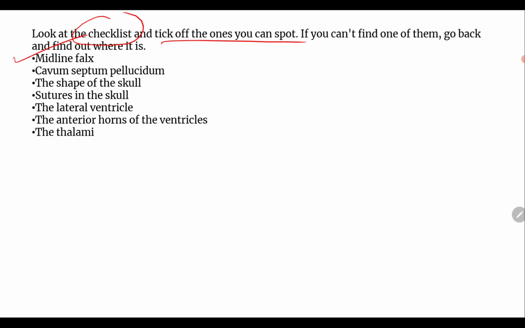The first is the midline falx, cavum septum pellucidum. The shape of the skull has to be measured. The sutures of the skull have to be determined to see craniosynostosis. Cavum septum pellucidum, shape of the skull, the midline falx is there. Lateral ventricle, anterior horn, thalamus.